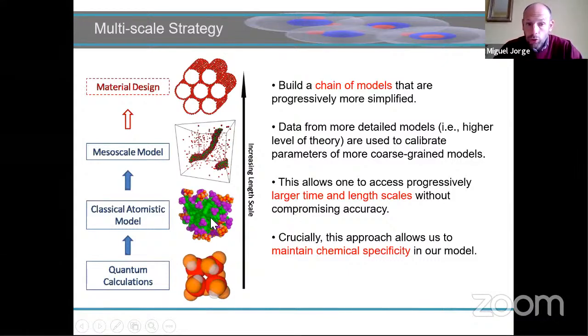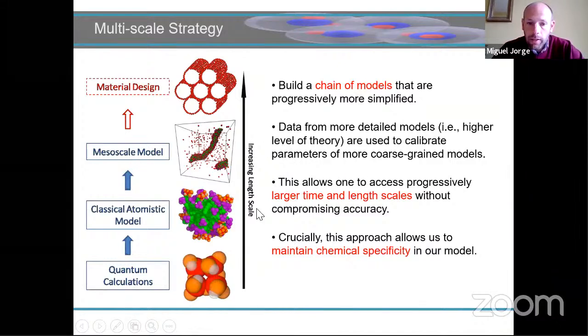But then, as I'll show you, this is not enough for us to understand material synthesis, because material length scale is much larger than 1 or 2 nanometers. And so then we have to go all the way to these mesoscale level models, which now start to treat atoms or interaction sites as collections of atoms. I'll show you how that's done in practice.